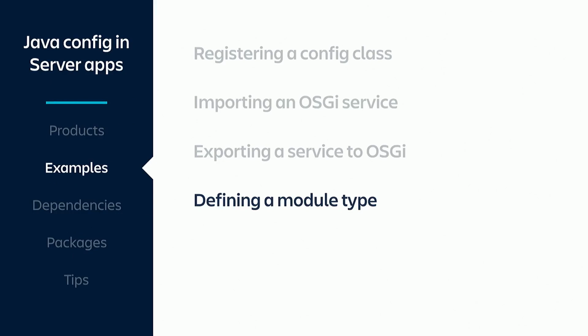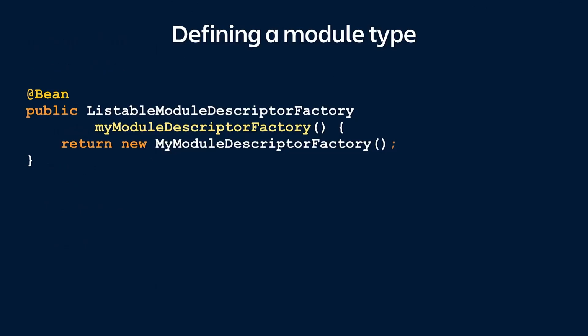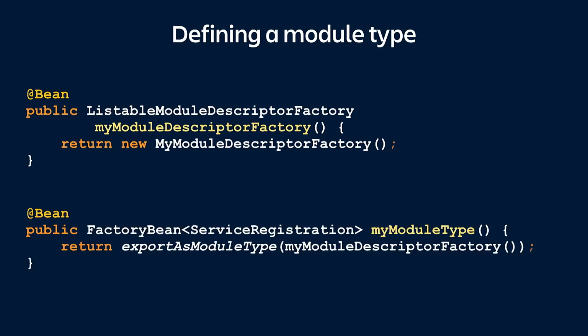So defining a module type, for the few of you that are doing that at the moment, that's not too different. First of all, you have to instantiate your module descriptor factory. You do that programmatically like everything else. And then you need a second method that exports that module type to the OSGi service registry. So this is using the method call style that I was talking about before. I'm really just invoking the method that I've already defined up here. I'm invoking it down here to get the instance, and I'm saying push that out to OSGi as a module type.